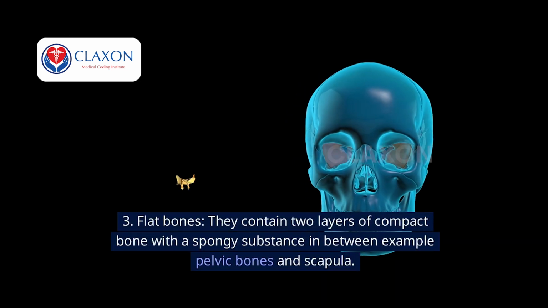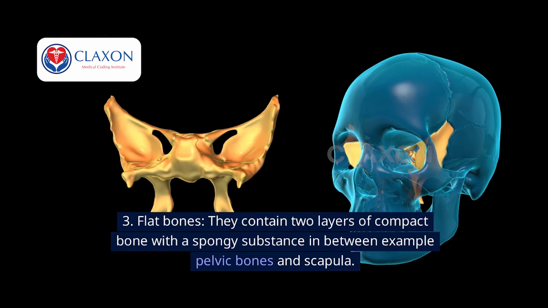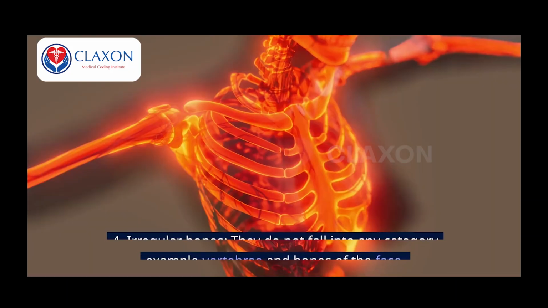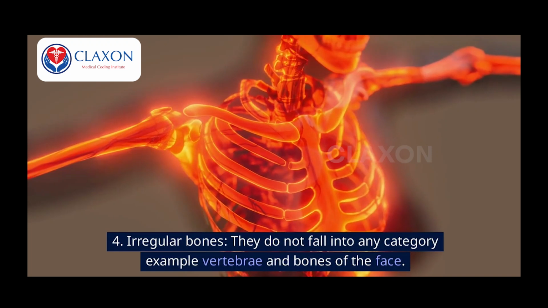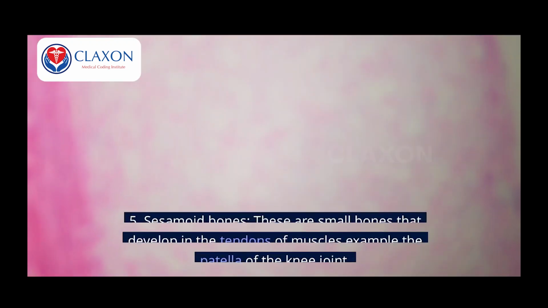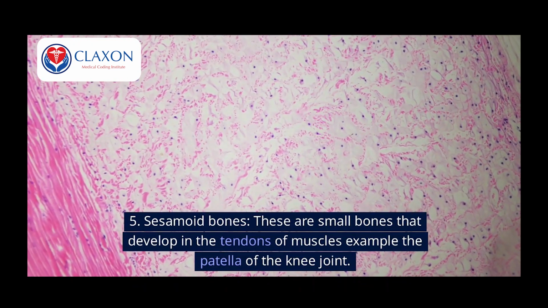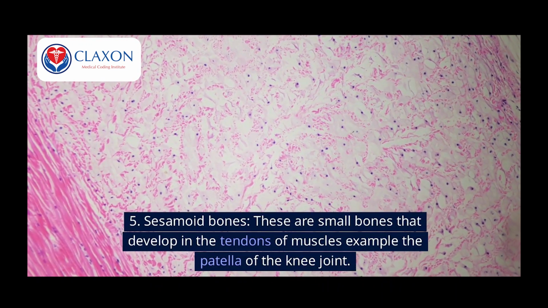3. Flat bones. They contain two layers of compact bone with a spongy substance in between. Example: pelvic bones and scapula. 4. Irregular bones. They do not fall into any category. Example: vertebrae and bones of the face. 5. Sesamoid bones. These are small bones that develop in the tendons of muscles. Example: the patella of the knee joint.